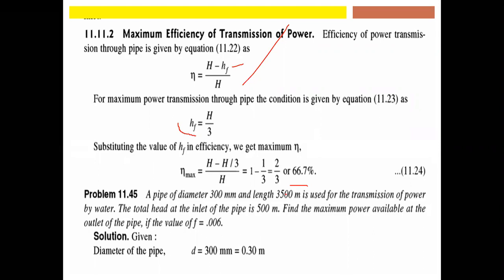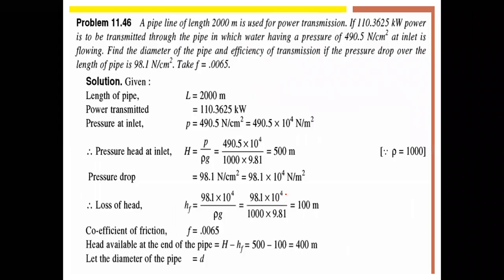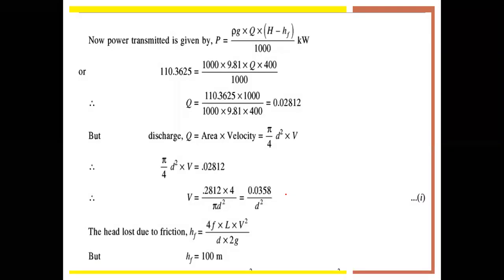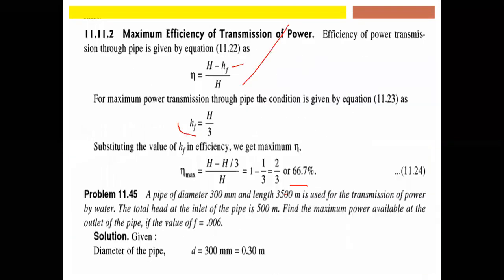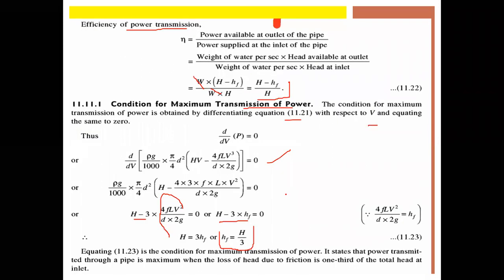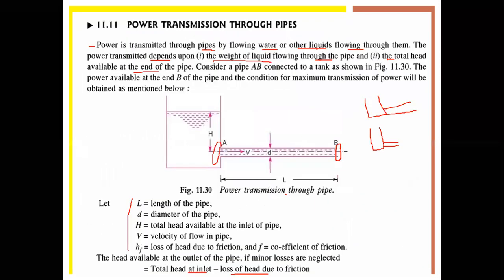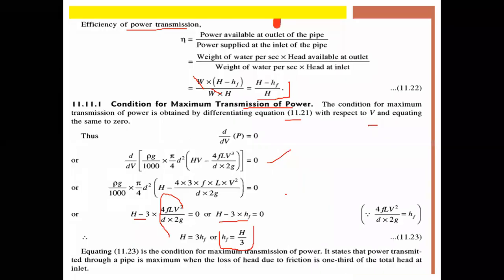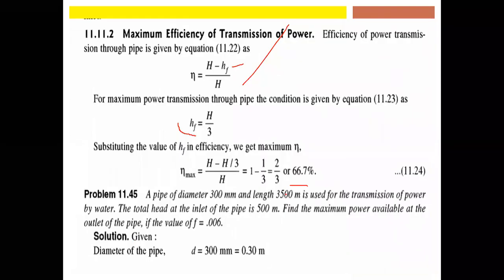Now we'll do one problem. Hope you understood how the power is transmitted through the pipe. The power is transmitted in this way, either with laminar or turbulent flow.